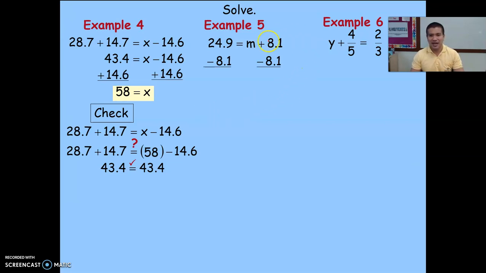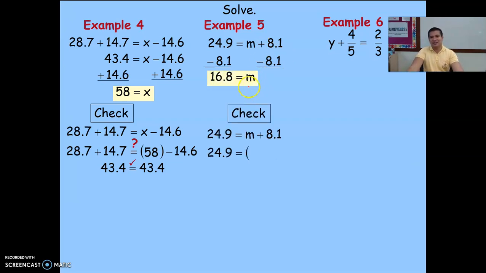Okay, next here, 8.1, which is positive, so we are going to add now a negative sign. That will give us 16.8, and then to check, the same process: we are going to substitute m with our answer, which is 16.8, and then it must be the same. Okay. Then the last part is fractions.